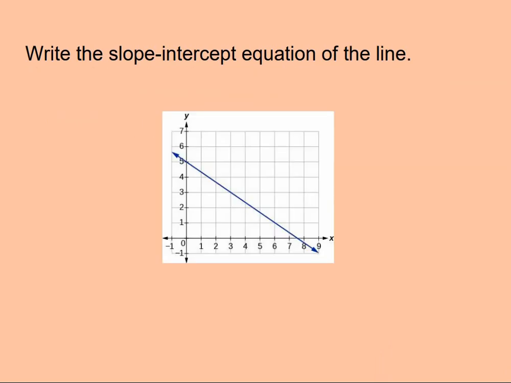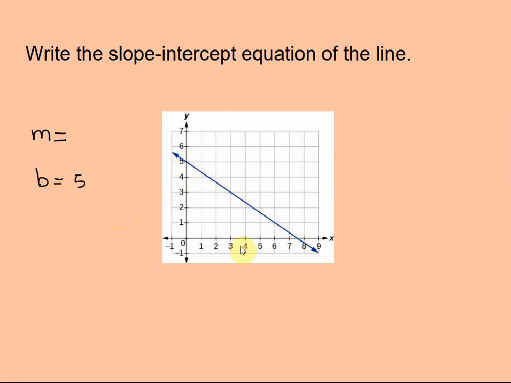Now let's try writing the slope-intercept equation of a line given the graph. Well, here's the graph of my equation. So I need to find the information that I need in order to plug it into the equation. So remember, for slope-intercept form, we need the slope and the y-intercept. Well, my y-intercept is just where it crosses the y-axis. So you'll see right here, it's crossing the y-axis at a positive 5. So that means that my y-intercept is 5.